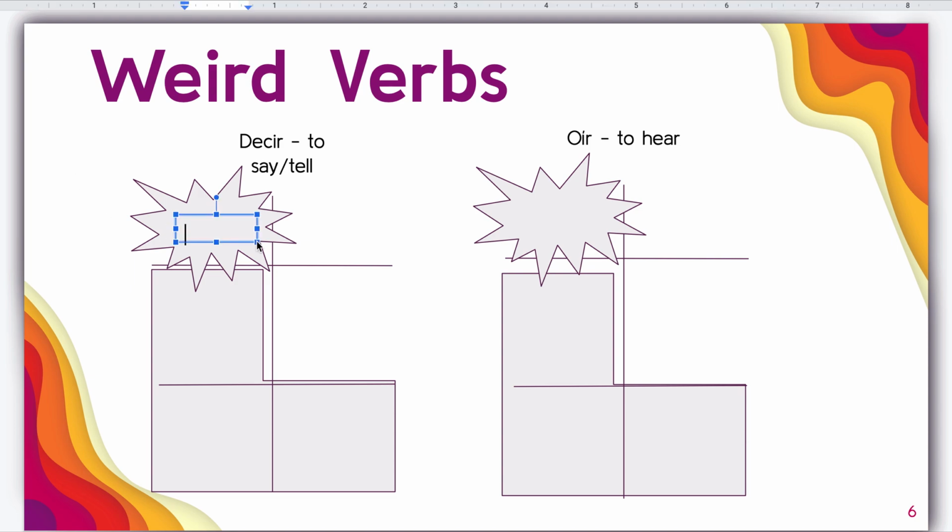All right, decir is to say or tell. The yo form of decir is digo. The tú form of decir is dices. So notice it has an I instead of an E. The usted form of decir is dice. If you've heard cómo se dice dog in español. Dice, how do you say? That's where this comes from.